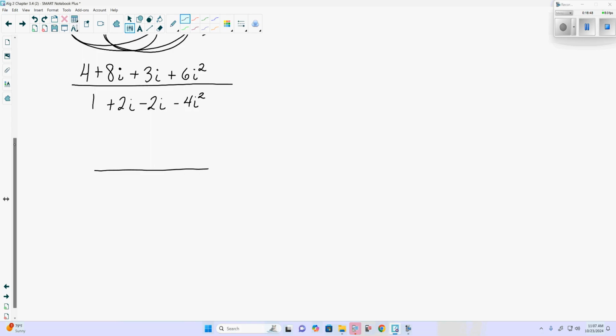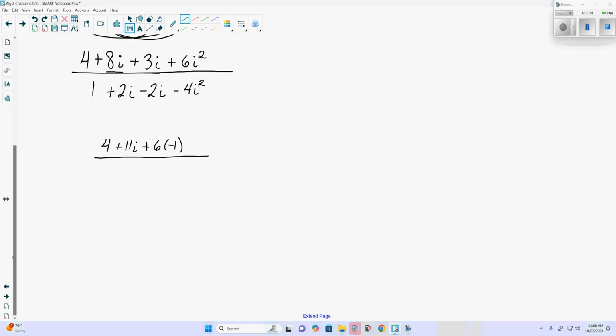So the numerator, we are going to combine like terms because our 8i plus 3i is going to be plus 11i. And we're going to replace i squared with negative 1. Or really, what's the i squared doing? It's just changing the sign of the number in front of it. So 4 minus 6 plus 11i. In the denominator, our 2i and negative 2i are going to be 0. And our i squared is going to be negative 1.